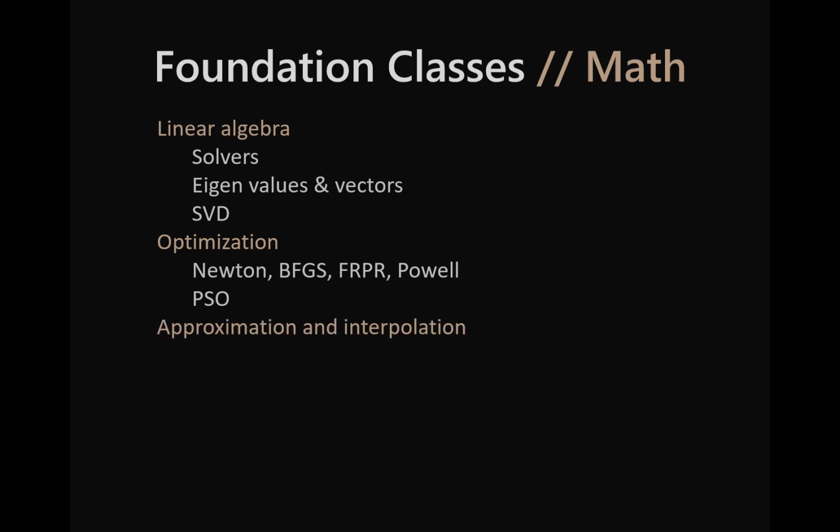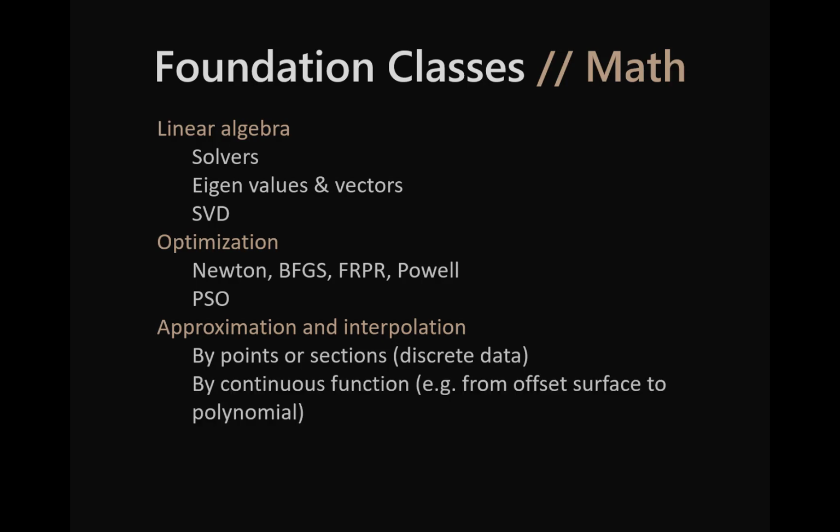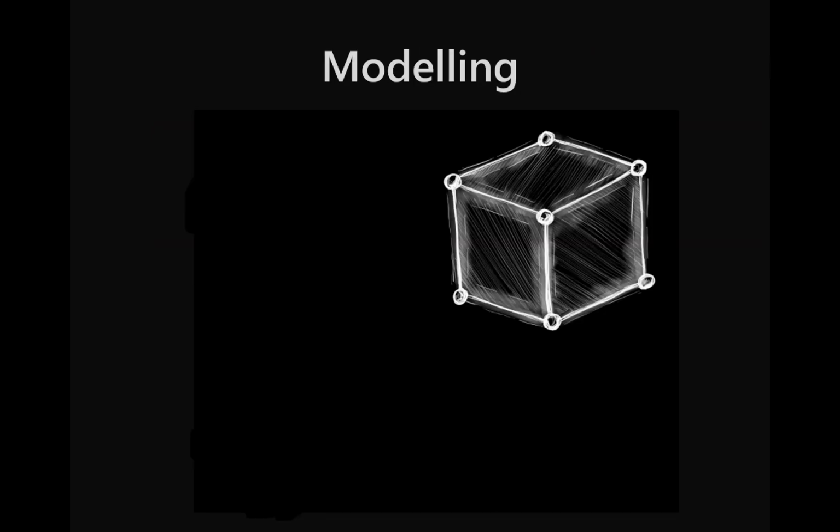Then we have approximation and interpolation functions in OpenCascade, which allow you to build up smooth functions out of discrete data, or you can also reapproximate a continuous function. For example, if you have an offset surface, it doesn't have a polynomial representation, but you can approximate it in polynomial basis.